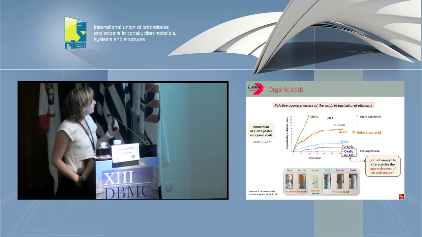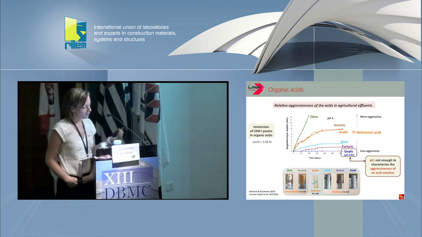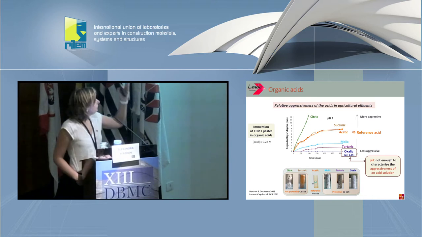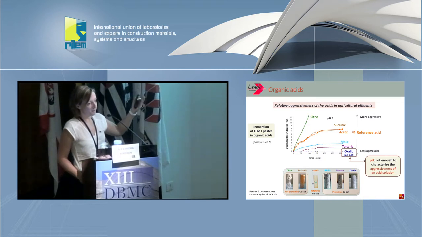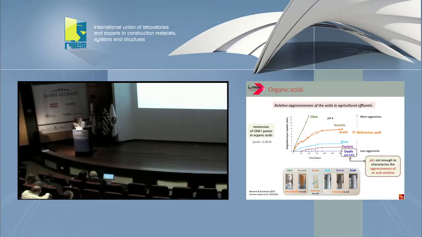First, the relative aggressiveness of the acids in agricultural effluents. This is an immersion experiment of cement paste specimens, each immersed in one acid taken separately. The various solutions have the same composition, so the same concentration of acid and the same pH, 4, except for oxalic acid, which has a pH of 1. This is the kinetics of alteration over time, on 1 year. And you can see that despite the same pH and the same concentration of acid, you don't have at all the same kinetics of alteration.